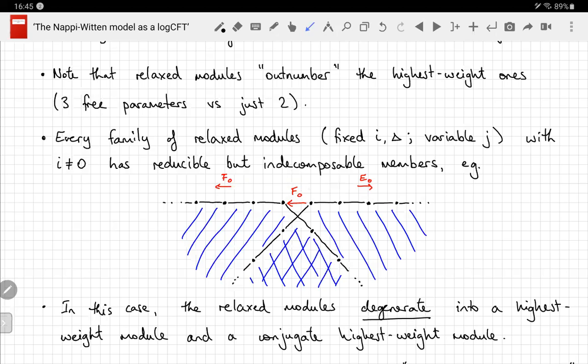And so what happens is that when you tune the J charge to this special value, the relaxed module degenerates into a highest weight module, which is this thing here, and something which looks like a highest weight module, except you've swapped the role of E0 and F0. Right, so this guy here is not a highest weight module. We call that a conjugate highest weight module, just for want of a better term.